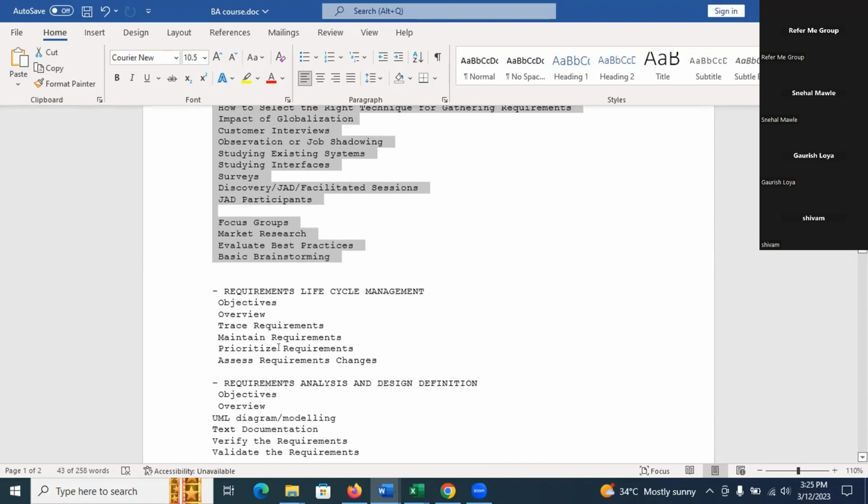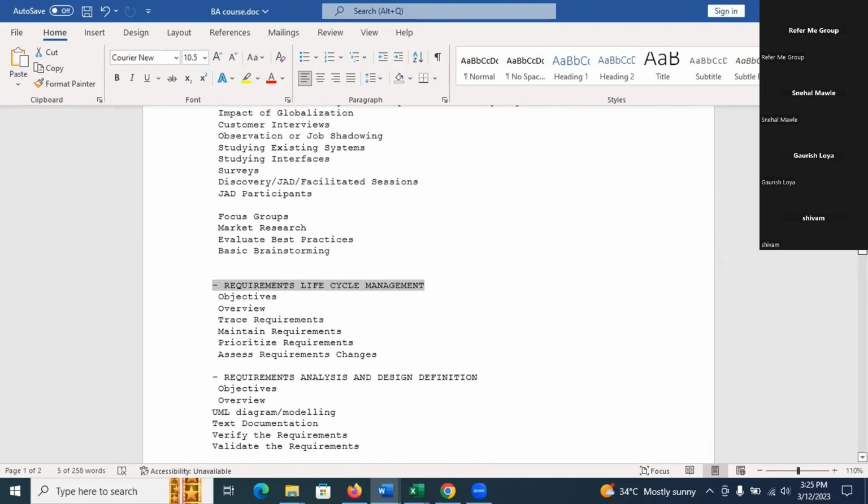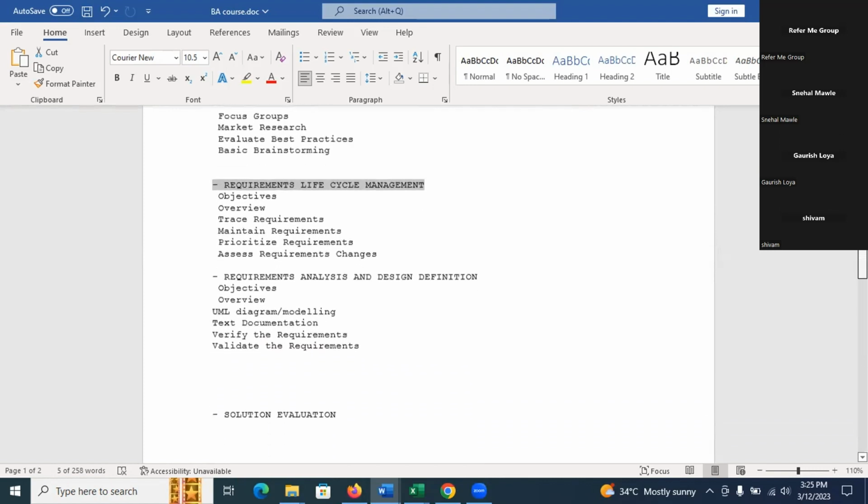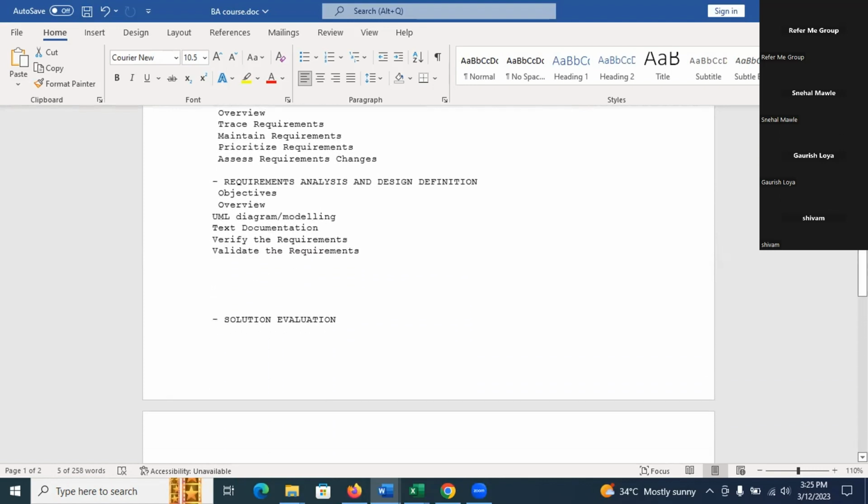Once you understand the requirement, it would go through requirements lifecycle management. Here we'll be studying the objectives overview, how you start documenting the requirements or how you trace the requirements, maintain them, prioritize the requirements, and assess the change request. In case a requirement is changing again, what kind of flow it would go through. Ideally, requirements are not supposed to change, but in general, they might change at any point of time. So what kind of phase it would go through, we'll study that as well.